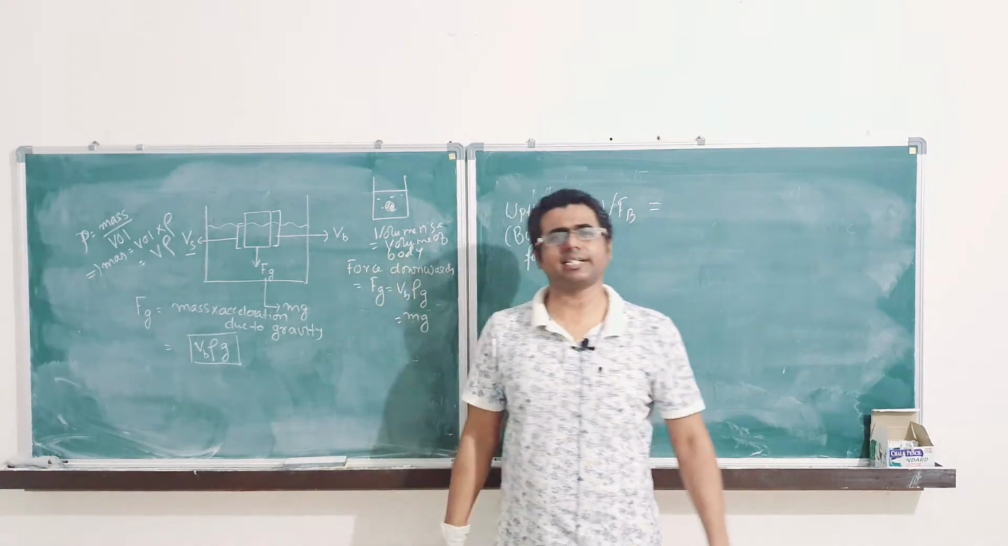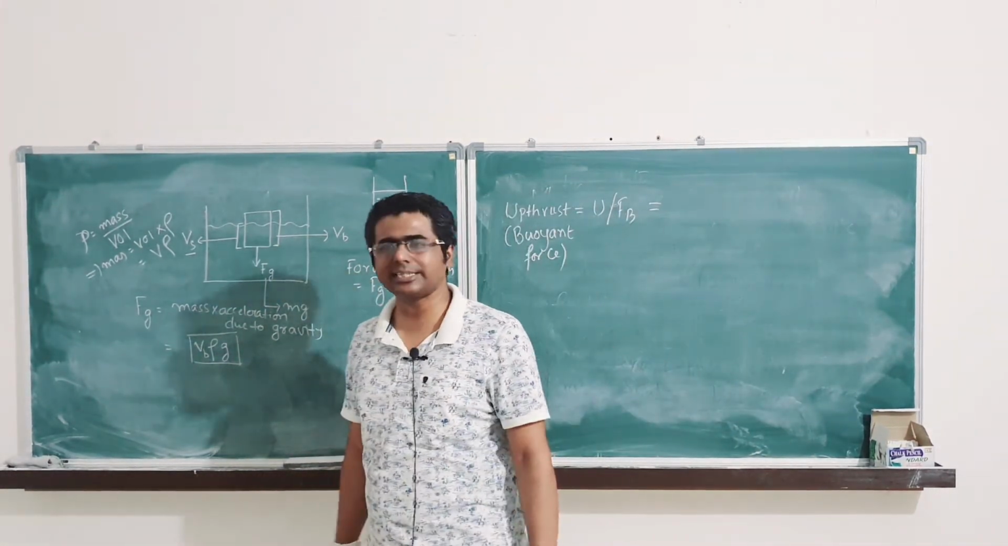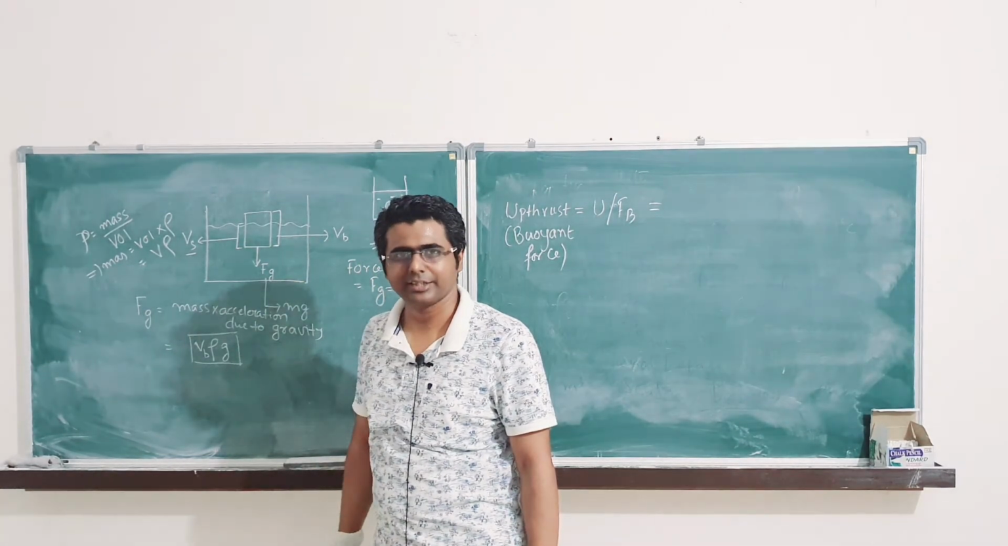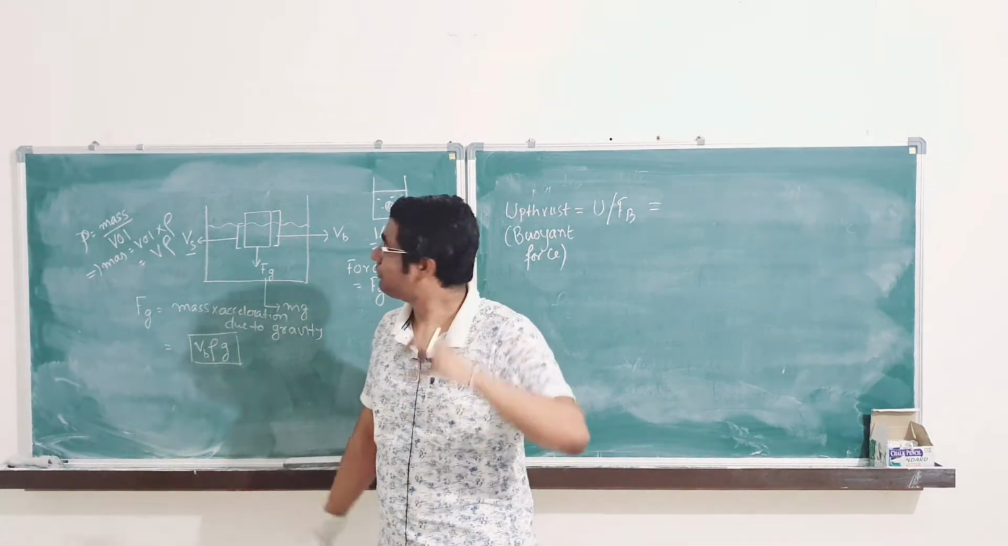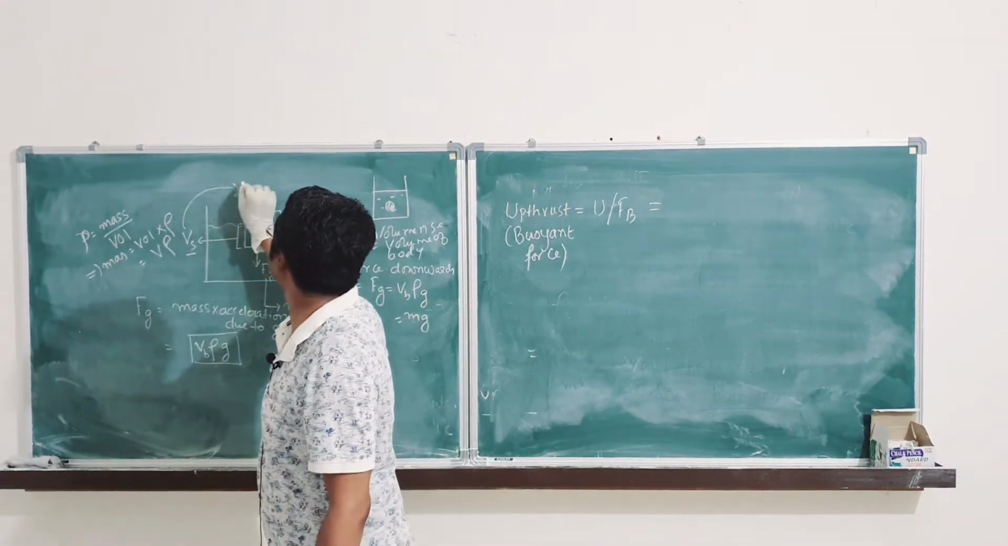So in this case, what is happening? The whole body is inside the water, but in this case the whole body is not inside the water, only this part is inside the water, right? So this part means Vs, this we call submerged volume.